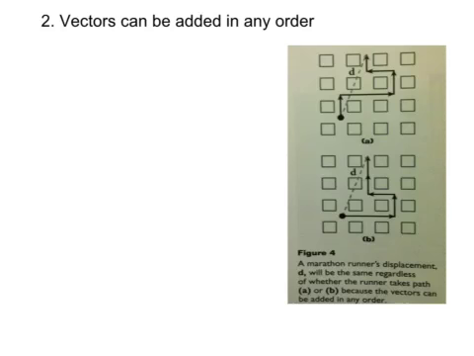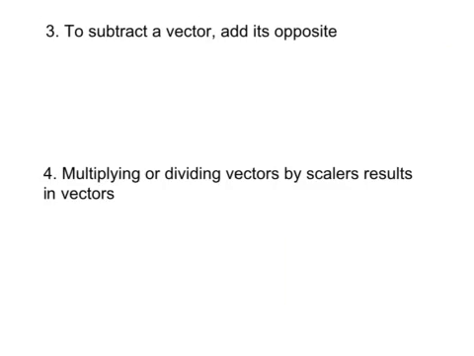So say you're a marathon runner, and you run a marathon, and you start at this point, and it ends at this point over here. Okay, it doesn't matter if you run this pathway or if you run this pathway. The displacement is the same. So we can add up those vectors in any order.